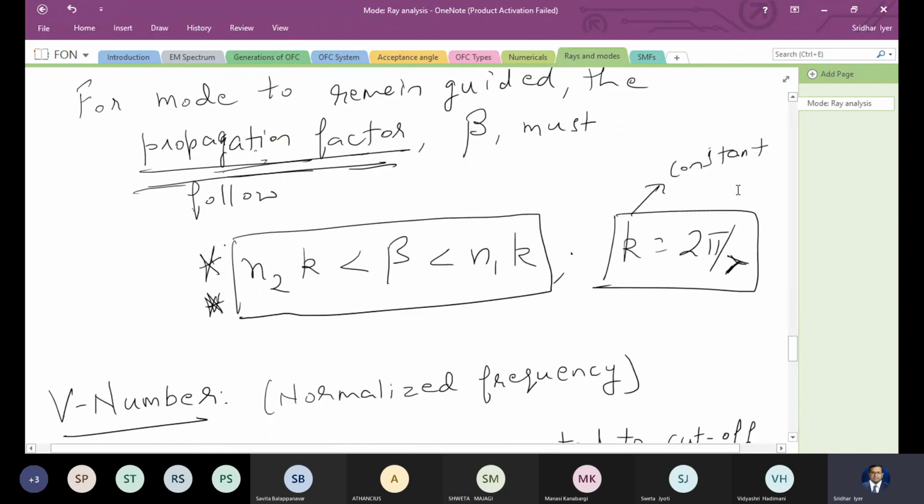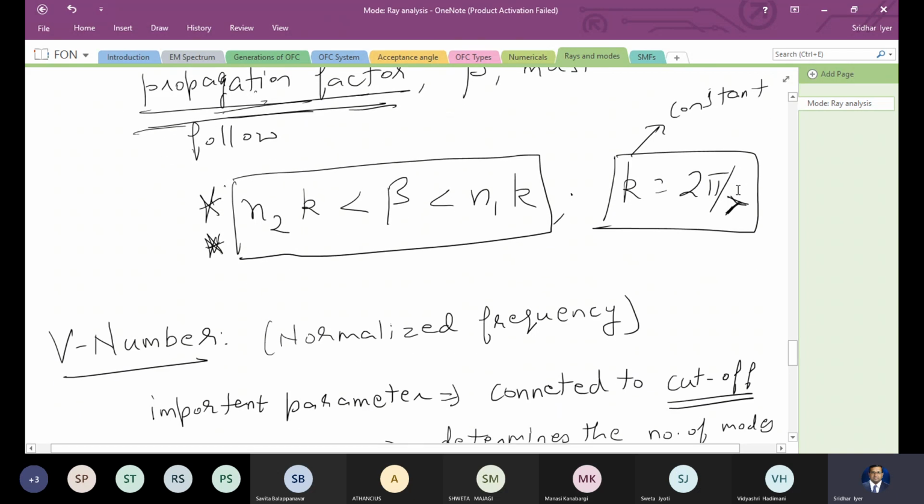And then we discussed this idea of beta being between n2 k and n1 k, that is the propagation factor, where k is your constant, or more specifically, the propagation constant, which is defined as 2 pi by lambda.